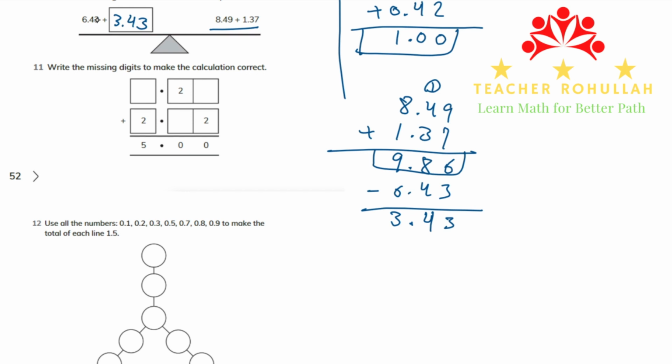Let's see. 3 plus 3 is 6. Okay, we have 6 in the hundreds place. 4 plus 4 is 8. We have 8 in the tens place. And 3 plus 6 is 9. So that's correct. We are done with question 10 as well. In question 11, it says, write the missing digits to make the calculation correct. We have two missing numbers in the top number and one missing number in the bottom one. We have to find them out to get a total of 5.